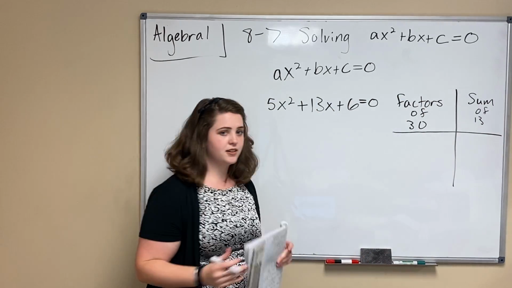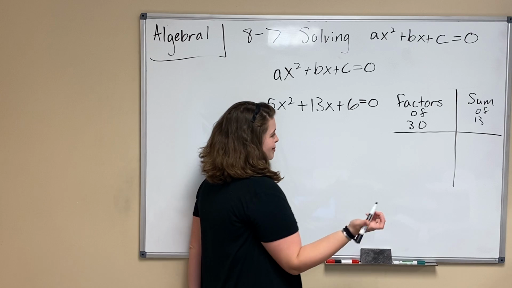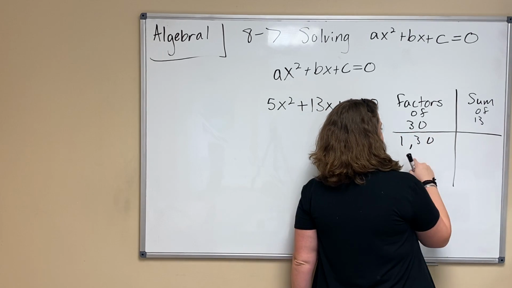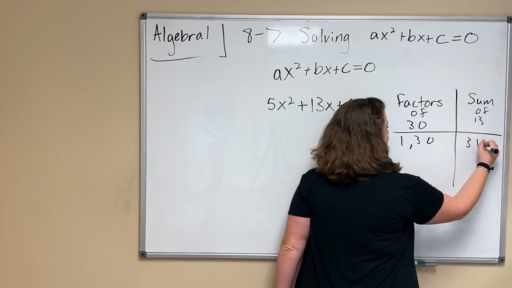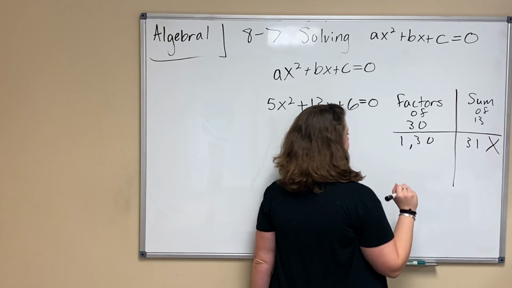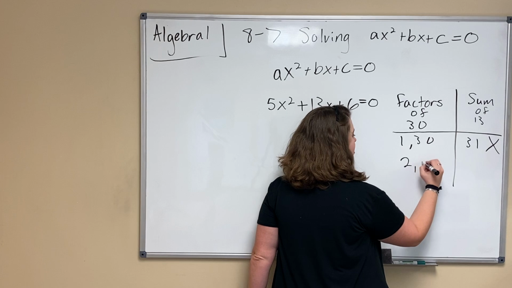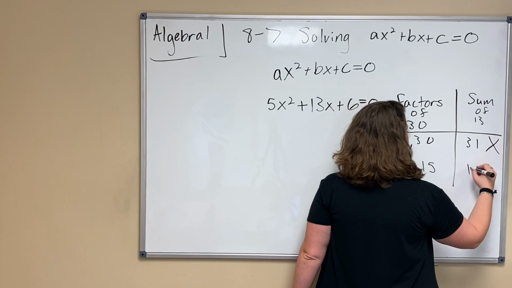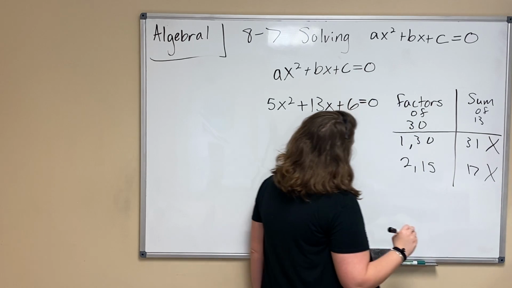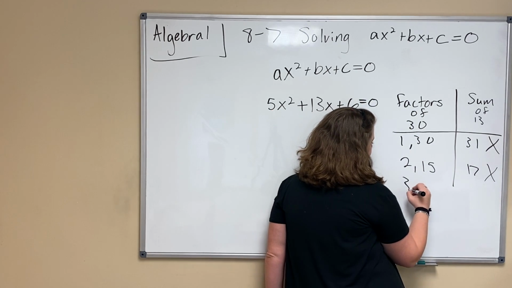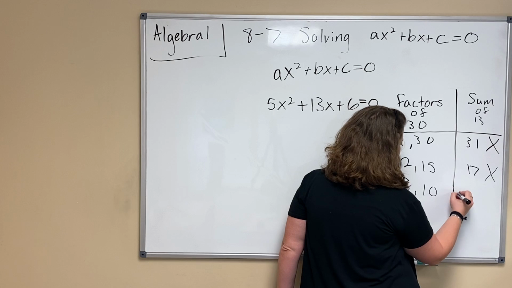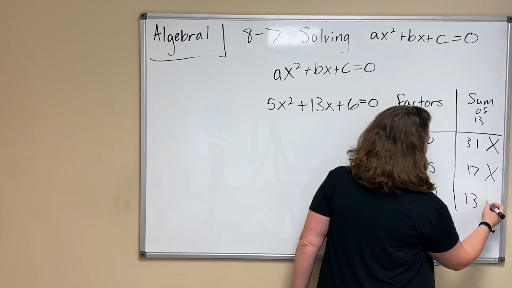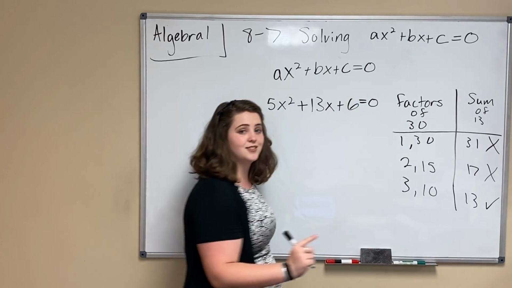Okay, so my factors of 30, as I'm looking at it, I'm going to start at the beginning, 1 and 30, right? But 1 plus 30 is 31, so that's not it. Then I'm going to do 2 and 15. 2 plus 15 is 17, so that's not it. Next I'll try 3 and 10. 3 plus 10 is 13, which is what we're looking for, so it looks like 3 and 10 is the way that we're going to go.